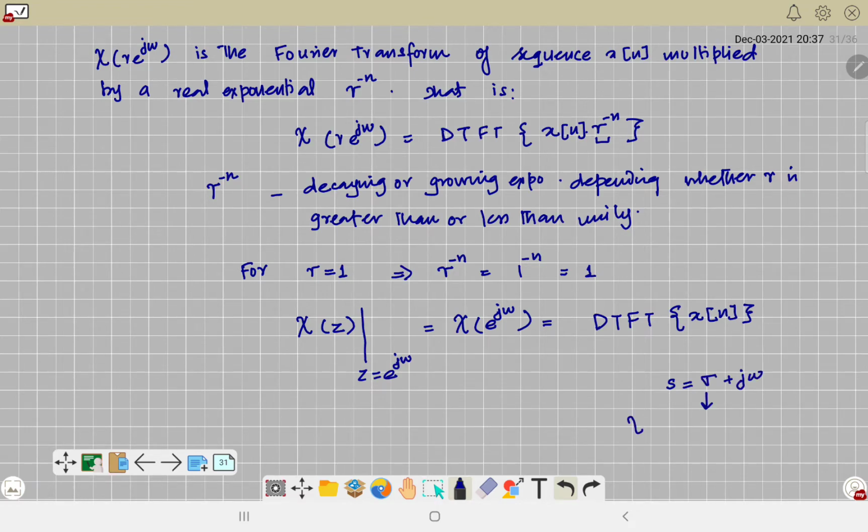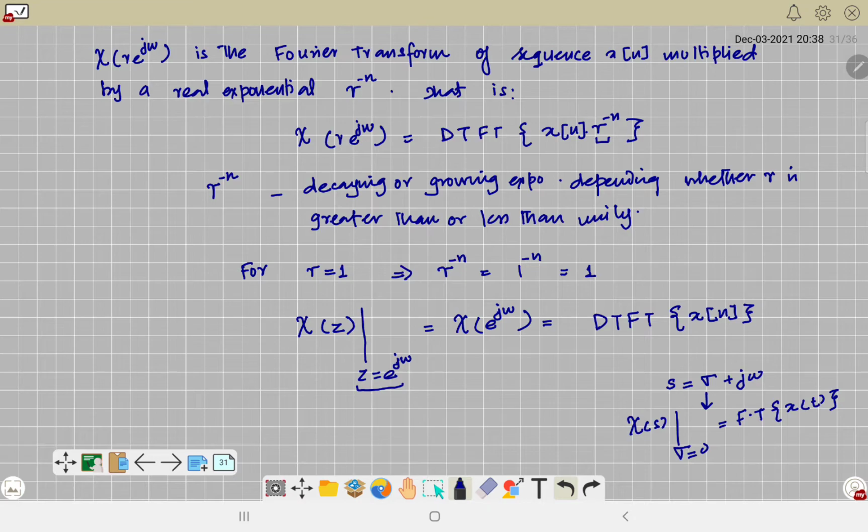And when we evaluated Laplace transform at sigma equal to 0, this was basically equivalent to the Fourier transform of the signal x of t. Okay. So a similar kind of relation exists here: if we evaluate the z transform for z equal to e raised to the power j omega, in other words for r equal to 1, then the z transform reduces to the discrete time Fourier transform of that sequence.